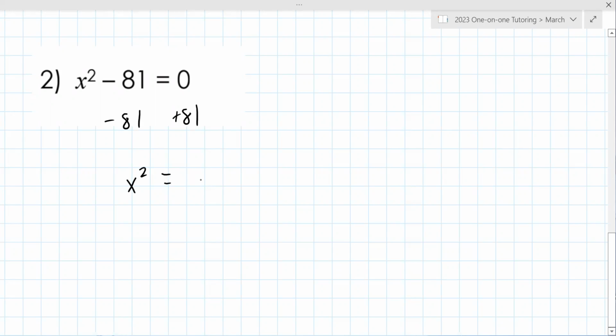X squared equals 81. Now, you have to show the next step. You have to show that you're taking a square root. You have to show the symbol, the plus or minus, and the square root. You have to show it. Okay. Now, what is the square root of 81? 9. So what are your two answers this time? 9 and -9. Plus or minus 9. Very good.